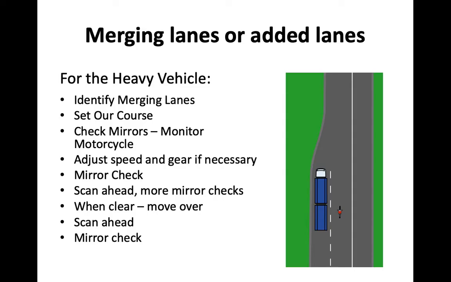Merging lanes or added lanes. For the heavy vehicle, identify merging lanes, set our course, check mirrors, monitor that motorcycle if they're going to push up or drop back, adjust speed accordingly, and gear if necessary. Mirror check, scan ahead, more mirror checks. When clear, move over, scan ahead, mirror check.